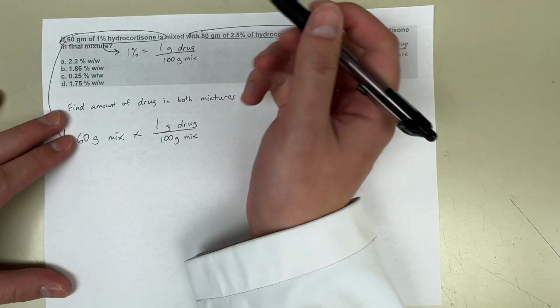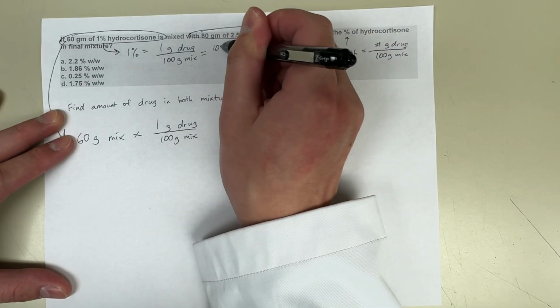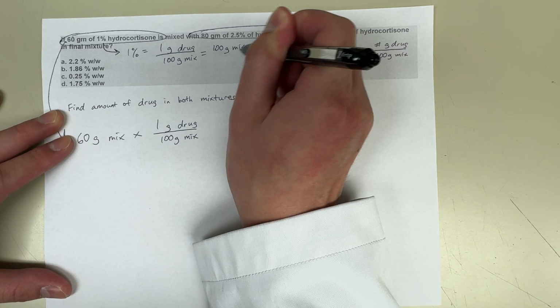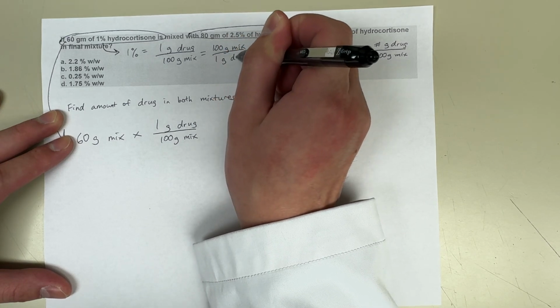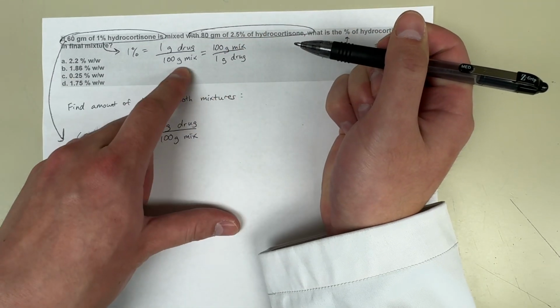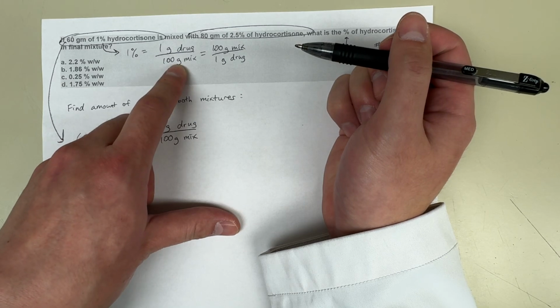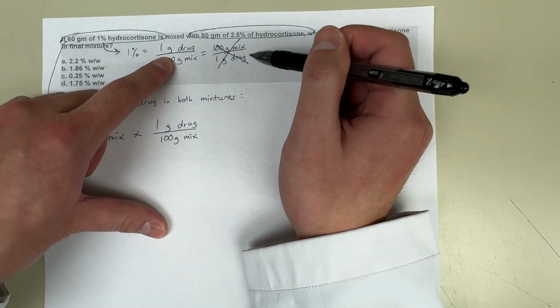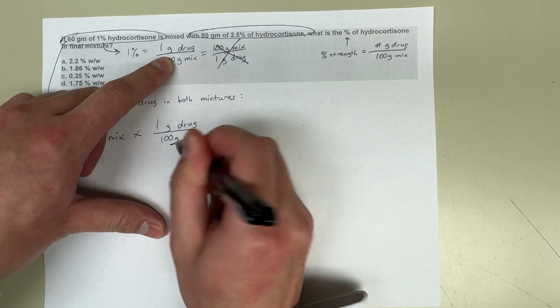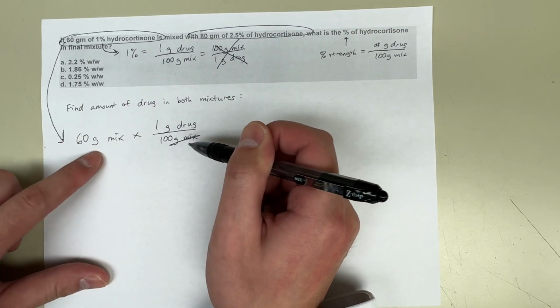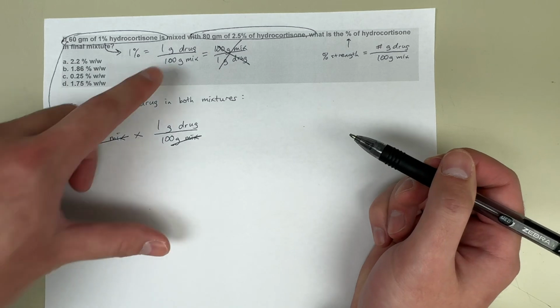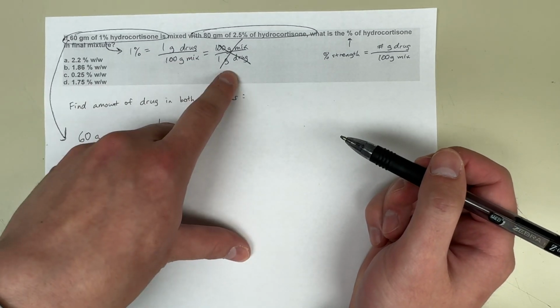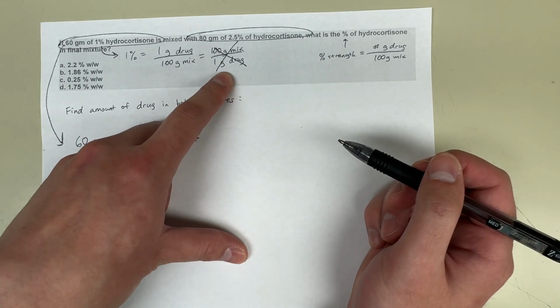It could also mean the same thing as 100 grams of mixture over 1 gram of drug. These two conversion factors mean the same thing, but I'm not going to use this one. I'm going to use this one because I want the grams of mixture in the denominator to cancel out with the grams of mixture here. That's why I use this one and not this one, but I could have used this one for a different type of question.